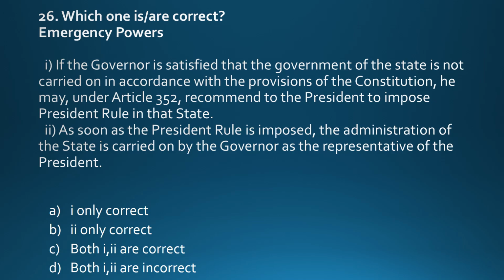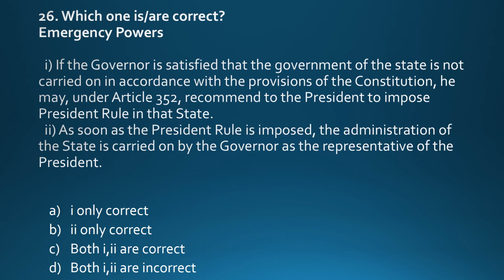Question number 26. Which one is or are correct? Emergency powers. 1. If the governor is satisfied that the government of the state is not carried on in accordance with the provisions of the constitution, he may, under Article 352, recommend to the president to impose president rule in that state. 2. As soon as the president rule is imposed, the administration of the state is carried on by the governor as a representative of the president.